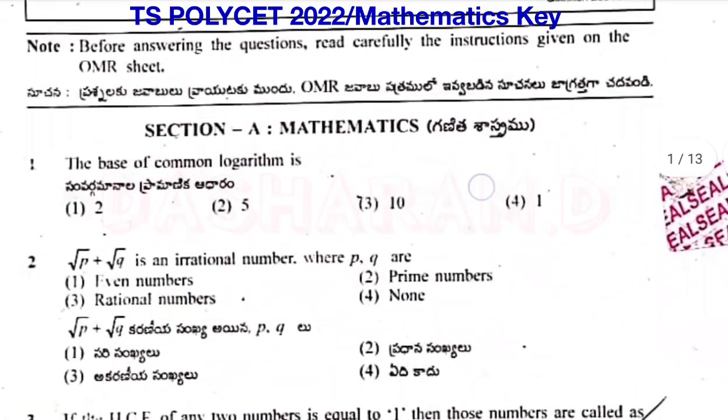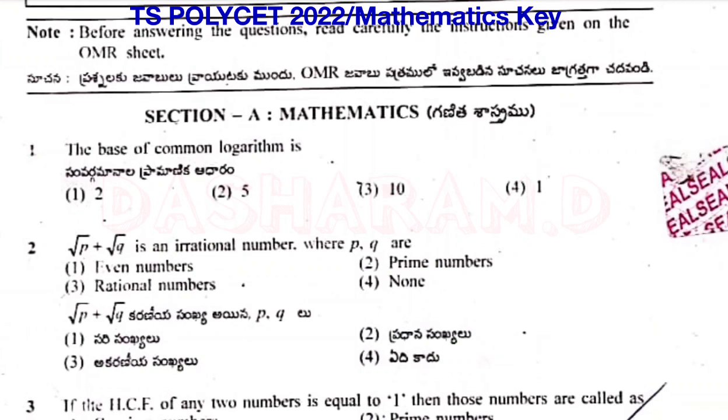So maths section A, mathematics. The first question is: the base of the common logarithm is. We have two types of logarithms. One is common, another is natural logarithm. The base of common logarithm is 10 and natural logarithm base is small e. This topic will come in intermediate. So option 3 is correct.